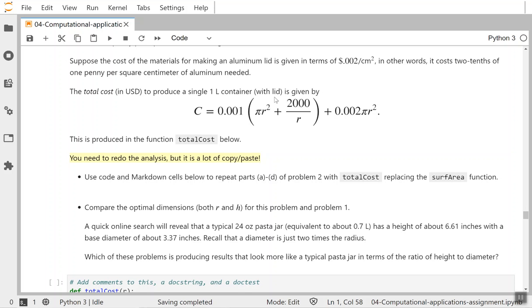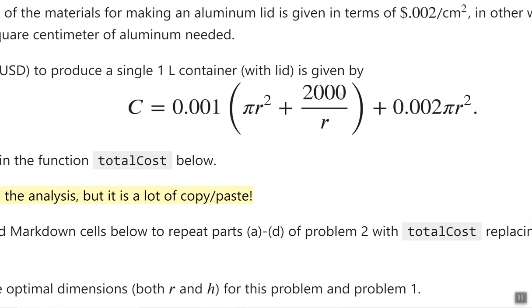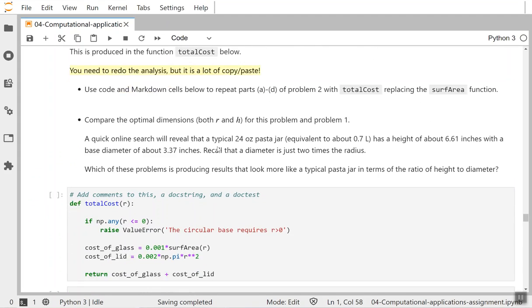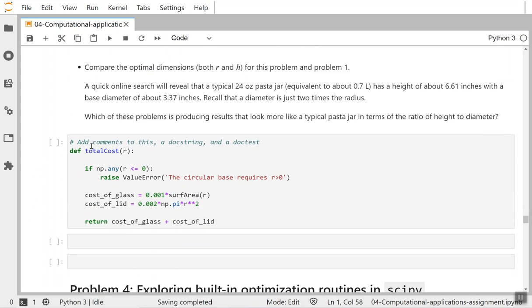So this is the surface area function, pi r squared plus 2000 over r. We're multiplying by the cost of the materials for the glass, and then we're multiplying by the cost of the lid. So this cost function is now a function of r. This is produced in the function total cost below, which you need to add comments to, a docstring, and a doctest, and again show that your doctest pass.